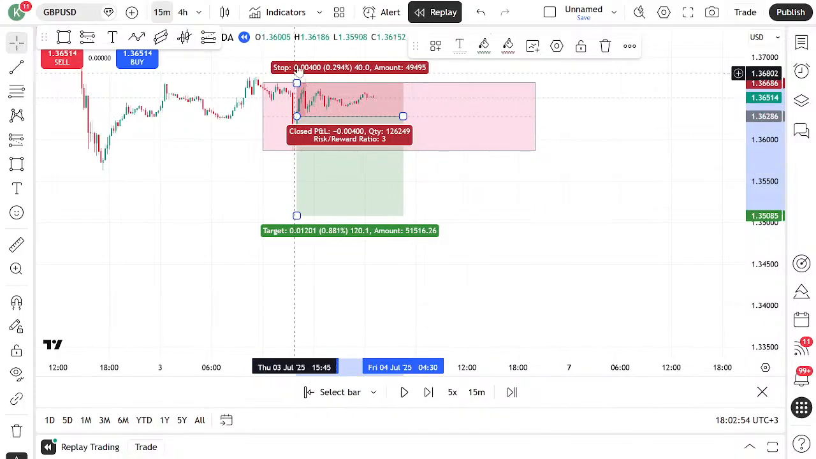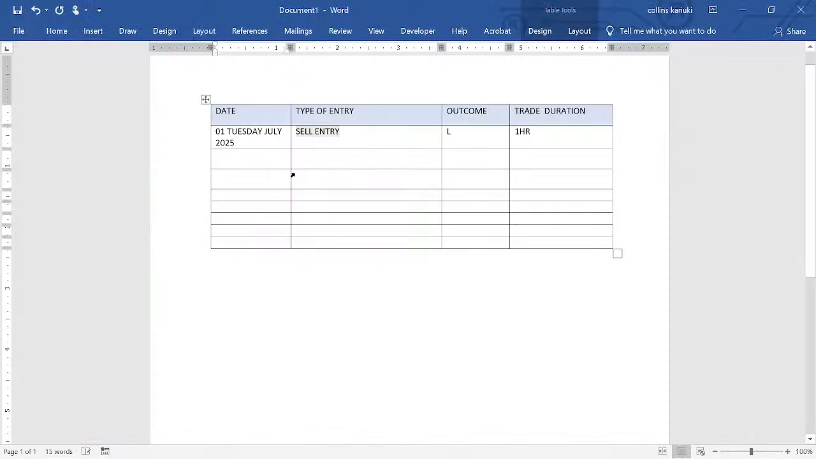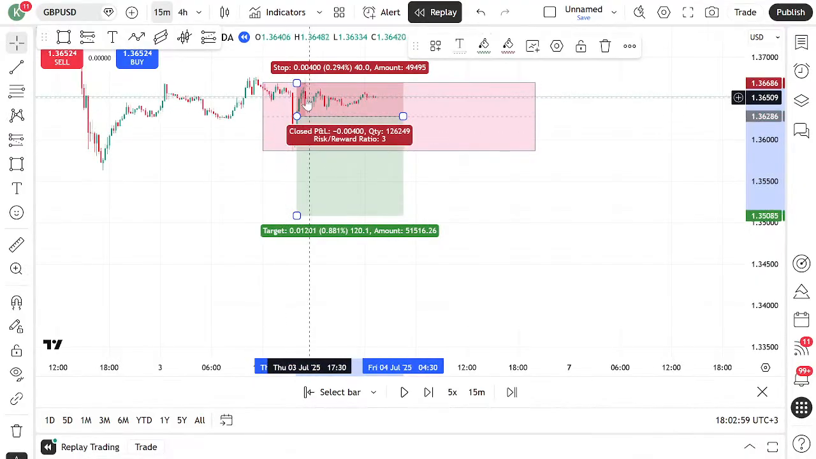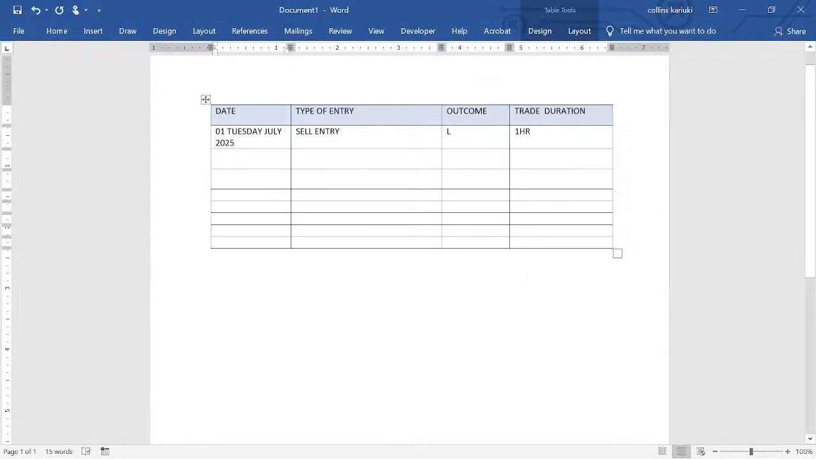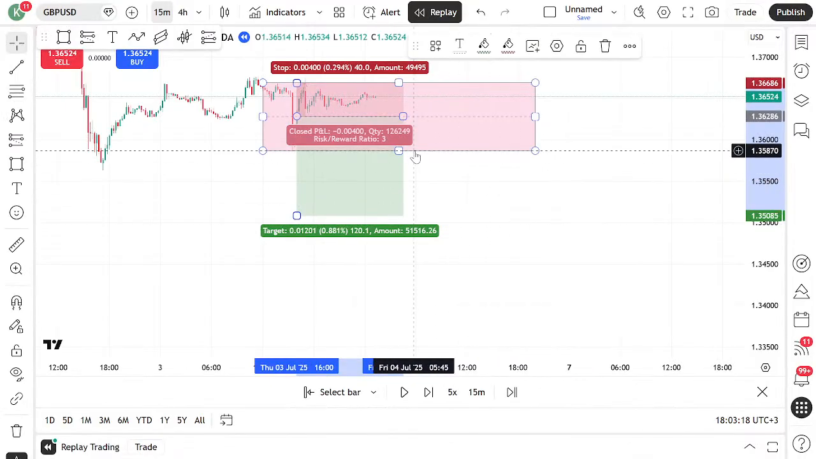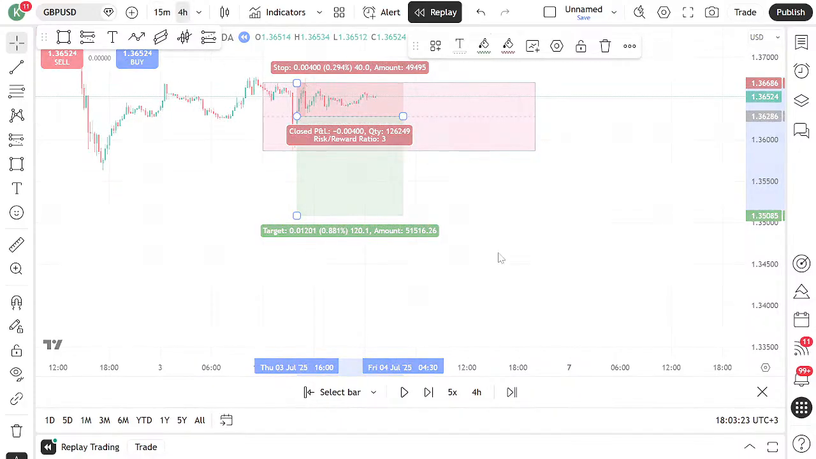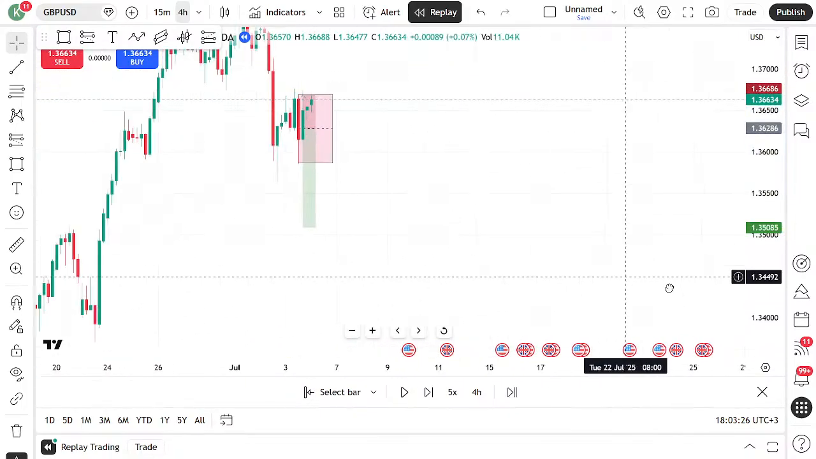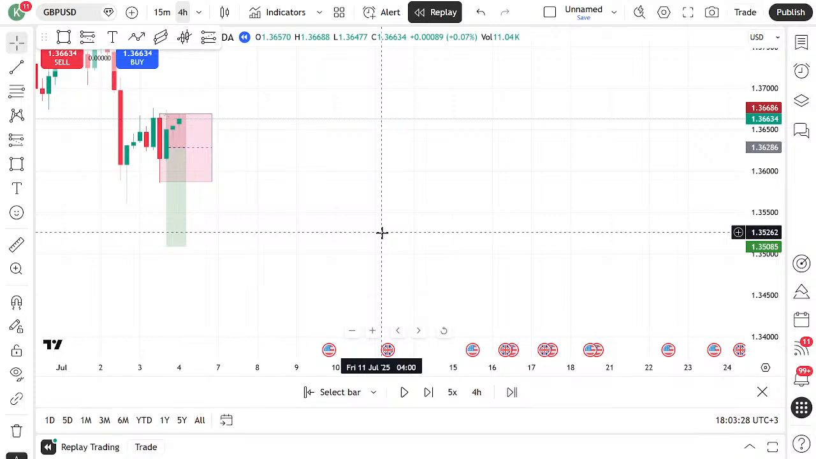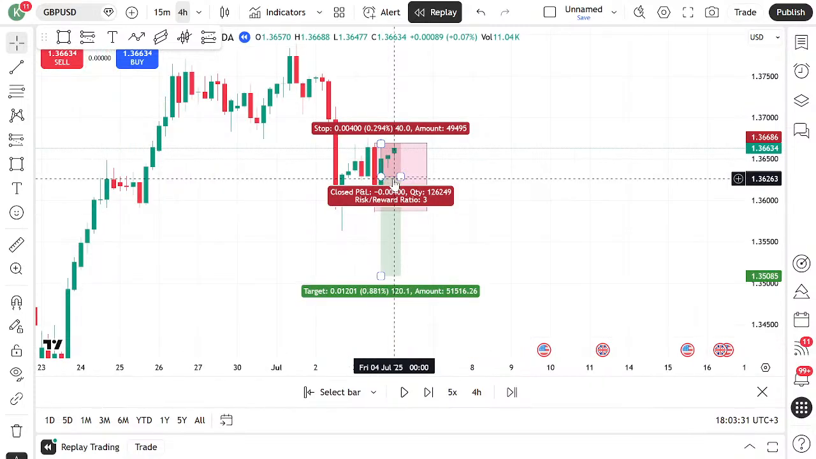So there we had another loss in the month. Entry was taken on Thursday 3rd. The sell entry. Outcome was a loss. And now let's look for the next session, which was on Friday. Next session on Friday. So far we have 2 losses for the month.